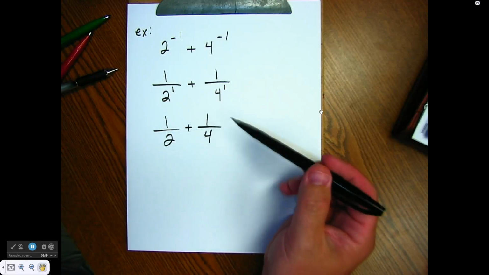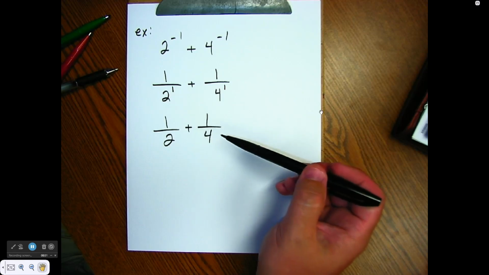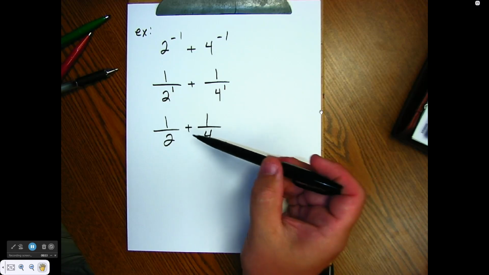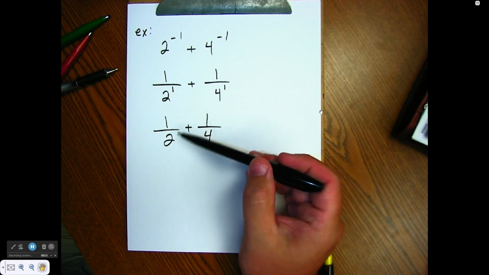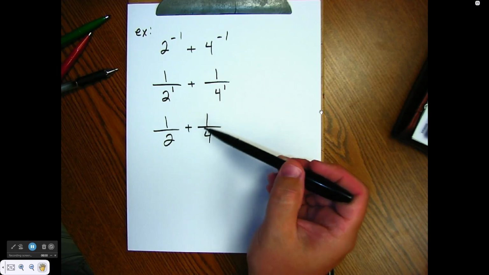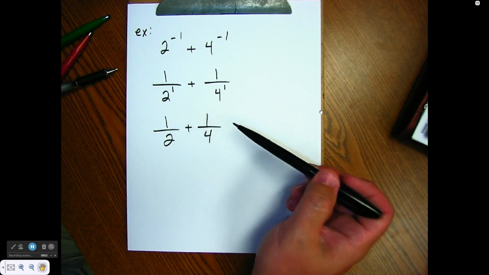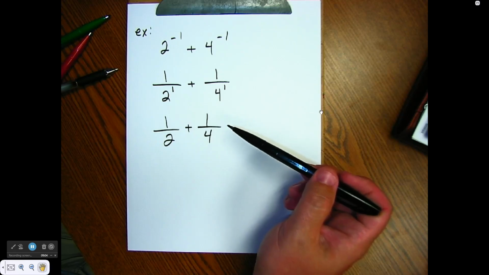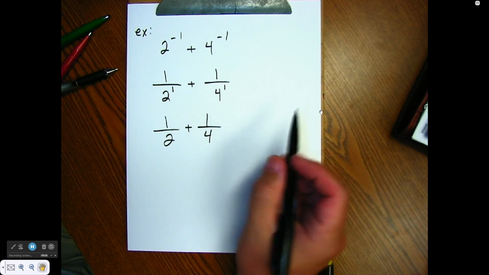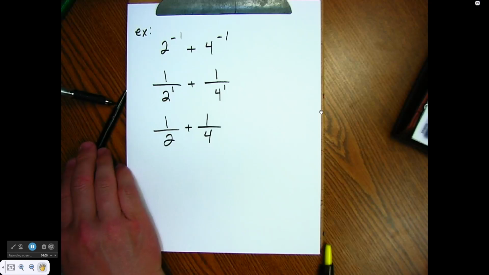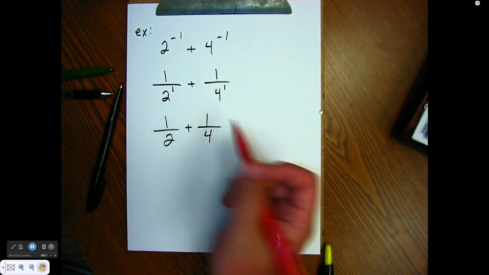Now, when you're dealing with fractions that are in halves and fourths, think of money. 1/2 is 50 cents, plus a quarter is 25 cents. 50 cents plus 25 cents is 75 cents, or 3/4. Now, you could use your calculator to do this, or we could do it by hand real quick.